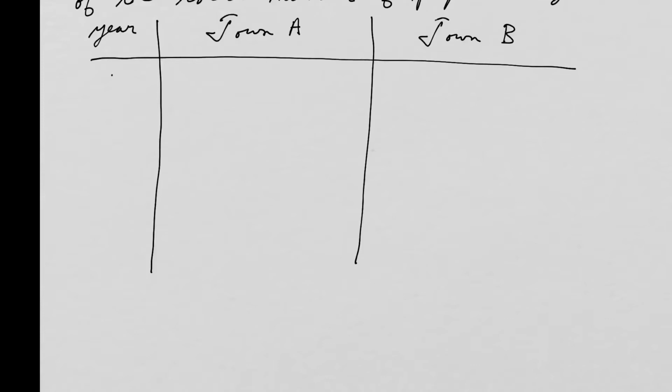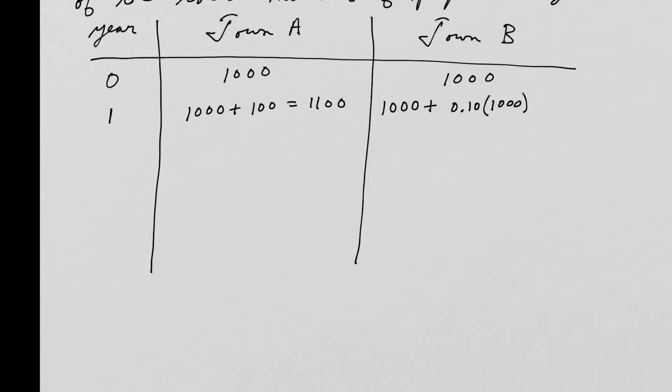Okay, so if the year is 0, that's easy, then the population of town A is 1,000, and the population of town B is also 1,000. If the year is 1, then the population of town A must be 1,000 plus 100, because it increases by 100 each year, and that's going to be 1,100. For town B, it'll be 1,000 plus 10%. So how do I do 10% of 1,000? 0.10 times, remember, of means multiplication, 1,000. And 10% of 1,000 is 100, so this is also 1,100.